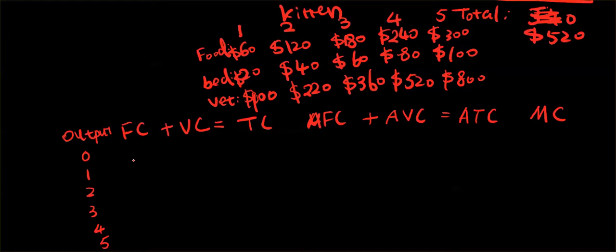As I mentioned, the money spent on the two adults is our fixed cost. So that is $520.